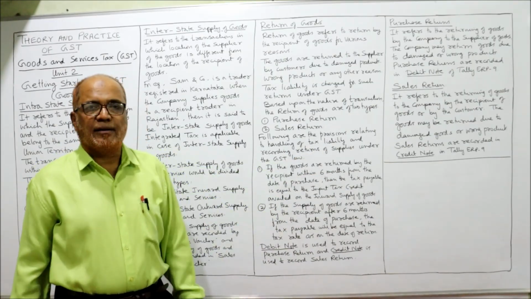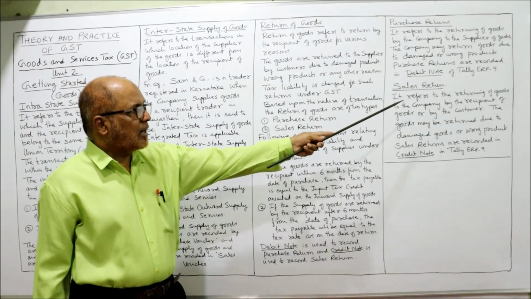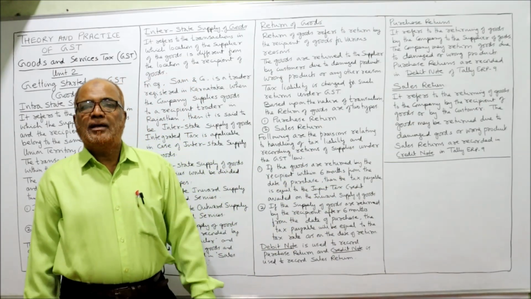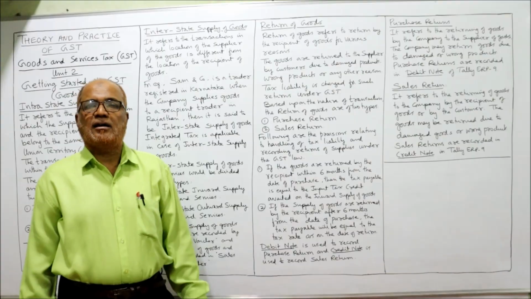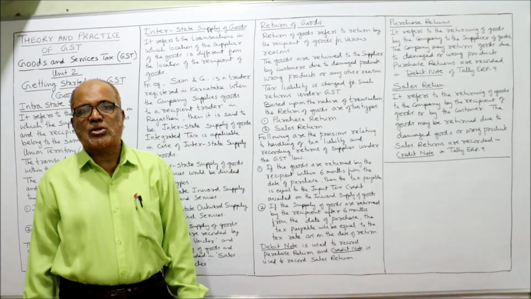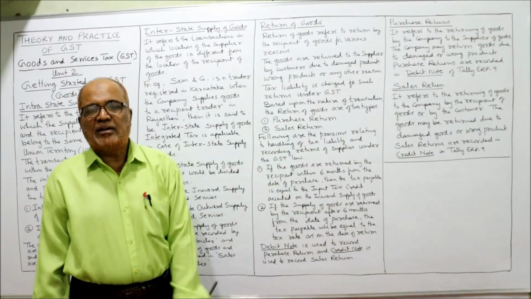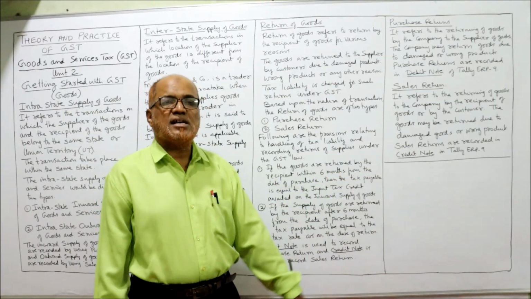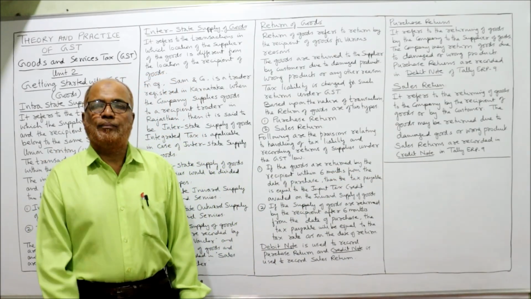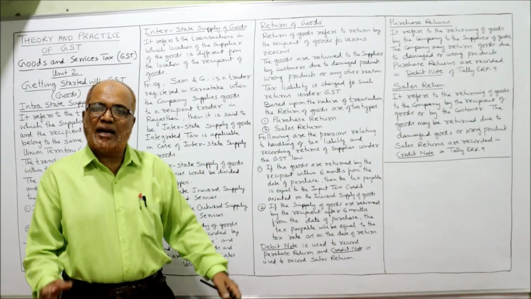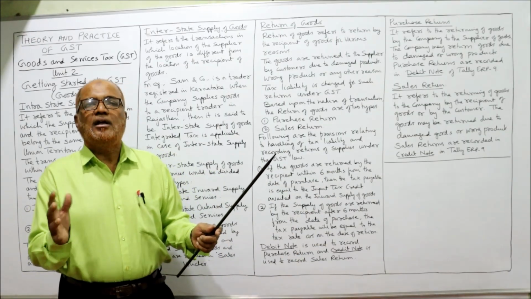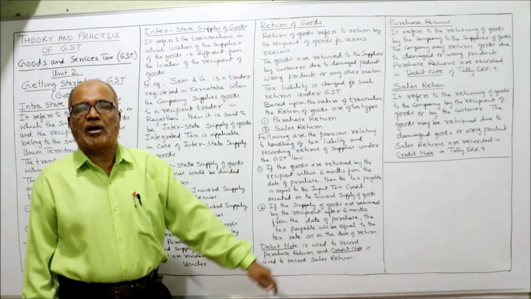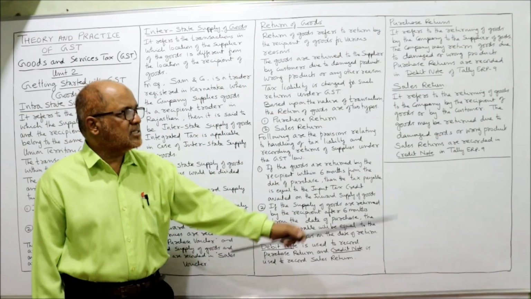Similarly, sales return. The sales return is the returning of goods to the company by the recipient of the goods, or by the customer. The customer will return back the goods to the supplier. That is called the sales return. The goods may be returned on account of damaged product or wrong product, and the sales returns are recorded in credit note in Tally ERP 9. Again, in the Tally ERP 9, if you are using, then go to the option of credit note. In that option, you are going to record the transaction of sales return.